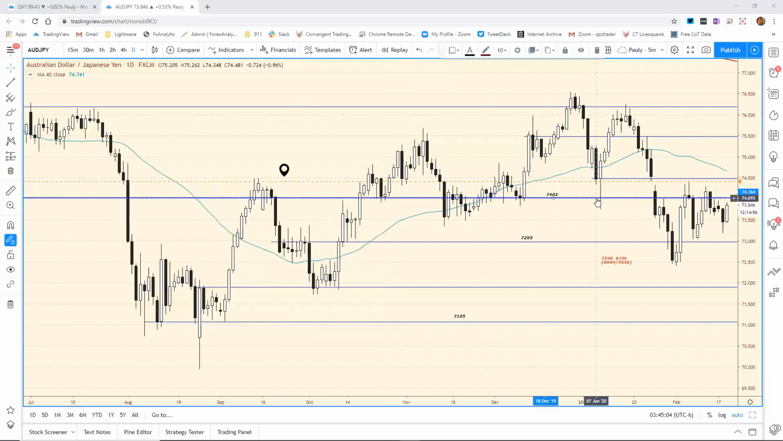When you're looking at the dollar yen, if it goes that path, and on the downside, right there at the lows, coming across 73.45.